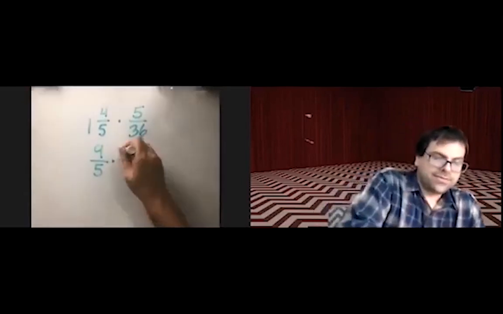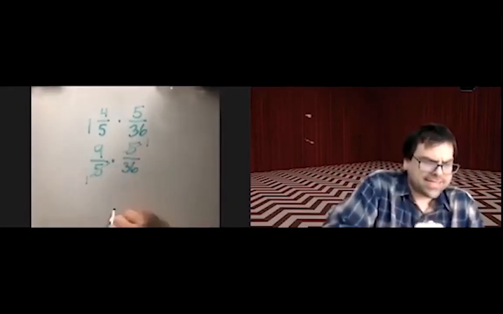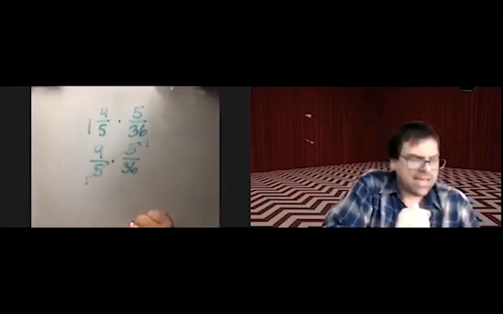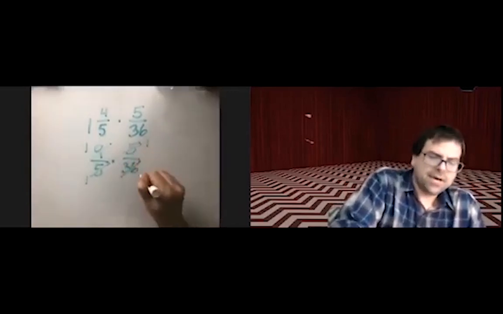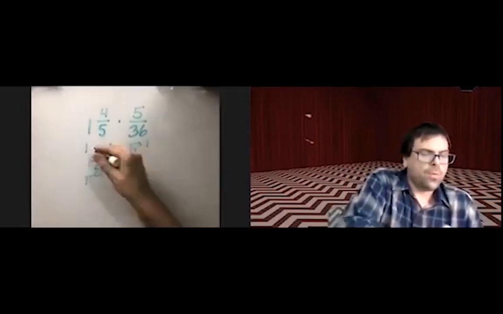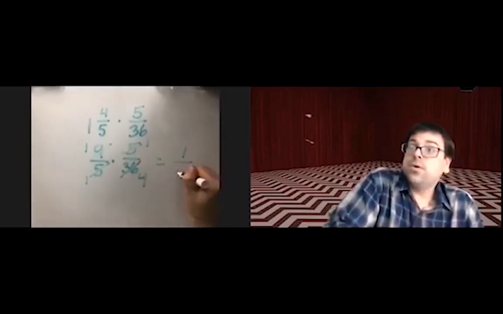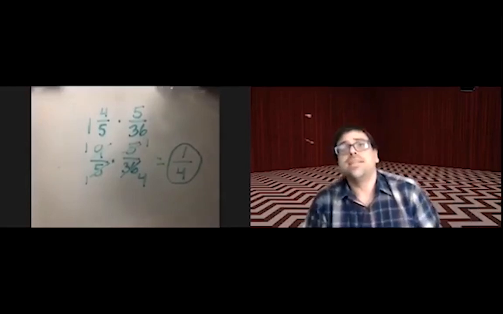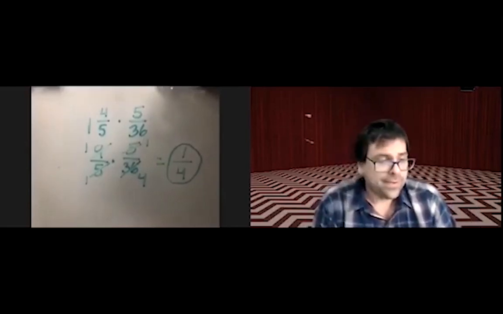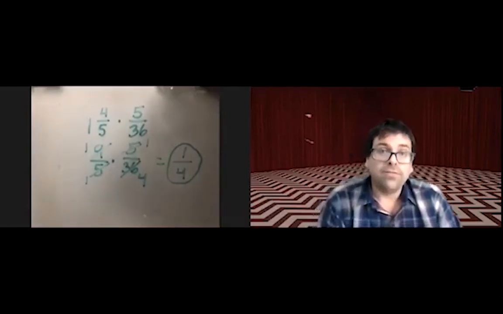We can cancel. 5 and 5 is 1 and 1. 9 and 36 is 1 and 4 because they both divide by 9. 9 divided by 9 is 1. 36 divided by 9 is 4. 1 times 1 on top is 1. 1 times 4 on the bottom is 4. And hey, it's not even an improper fraction, so we don't have to worry about taking it back to a mixed number. 1 4/5 times 5/36 is 1/4.